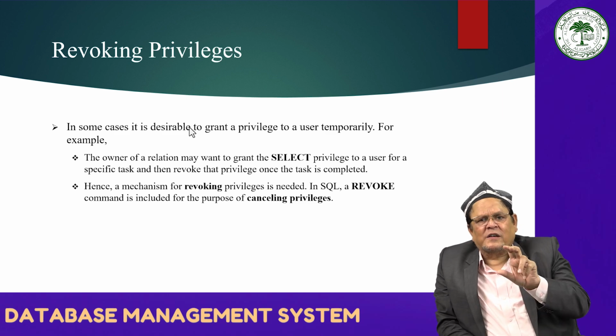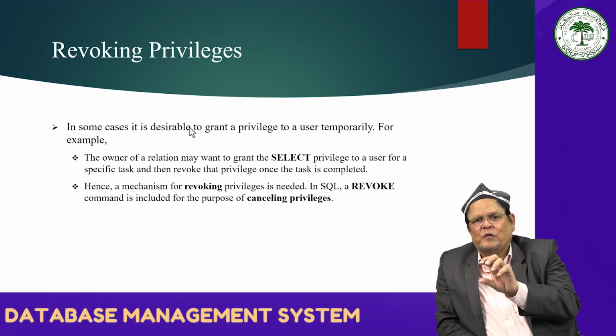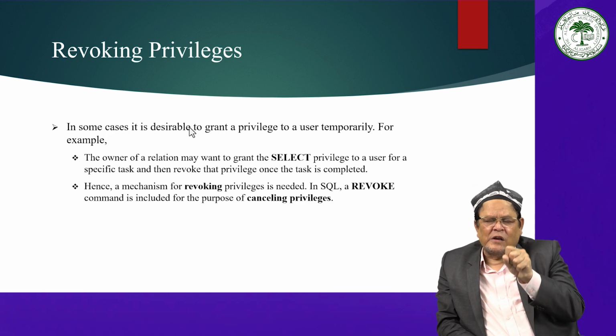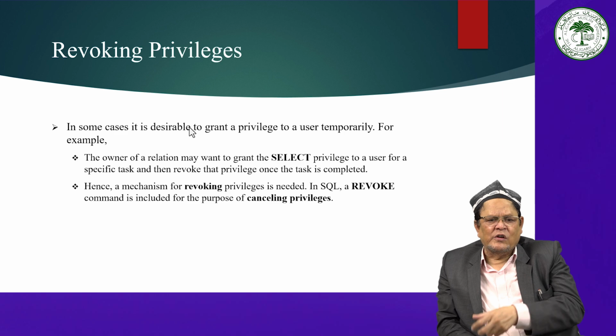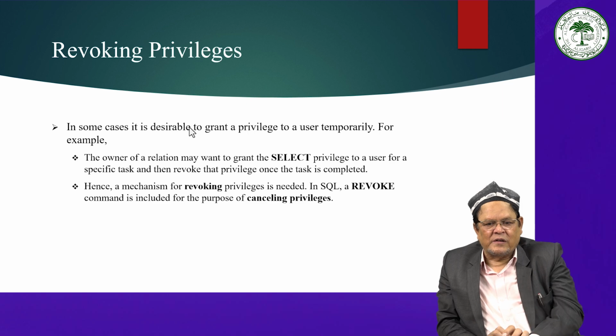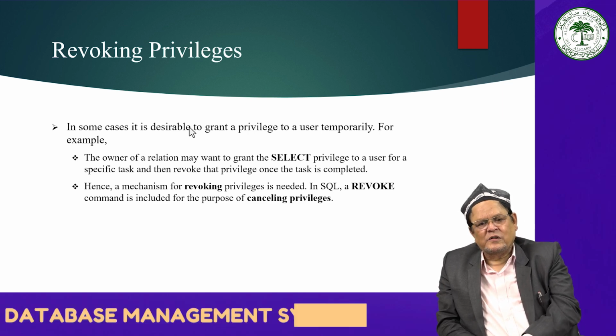For a particular task, the owner has given a privilege. Okay, you can select for that. You can retrieve information. But after completing that work, the permission will be revoked by the owner. A mechanism for revoking a privilege is needed, and in SQL that is the REVOKE command. So you have to write REVOKE, R-E-V-O-K-E. The revoke command is included for the purpose of cancelling a privilege. So in SQL, you have to revoke.